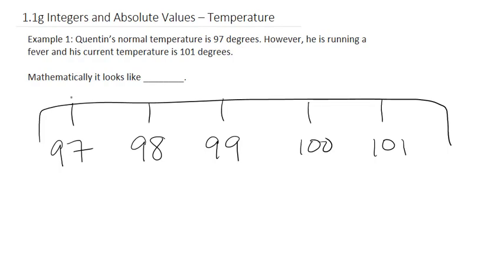from 97 to go all the way to 101. So mathematically, it looks like plus 4.